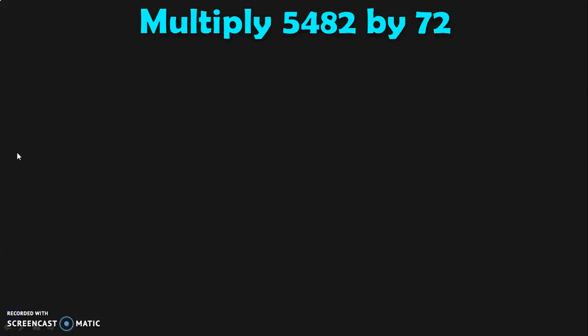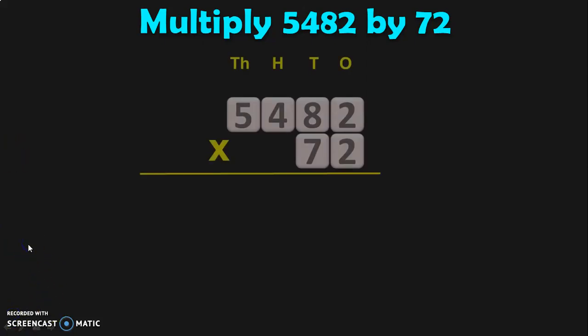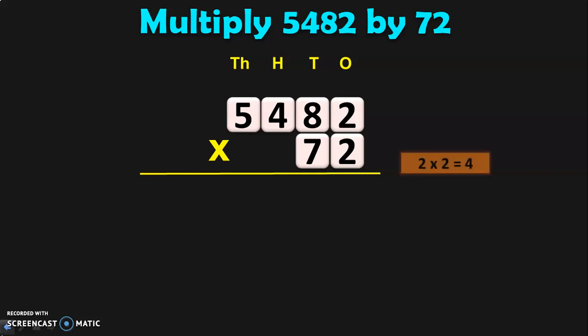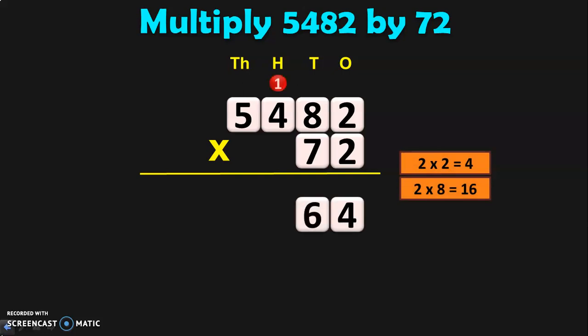Multiply 5,482 by 72. So write down the numbers at their appropriate places, and write their place values. Begin the multiplication from the ones place. 2 into 2 is 4. 2 into 8 is 16. So 6 in the tens place, and 1 as a carryover to the digit in the hundreds place.